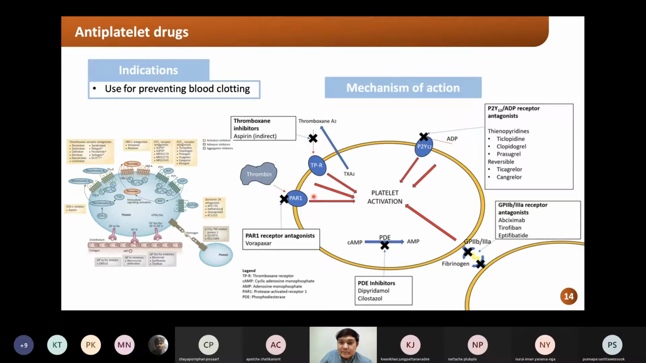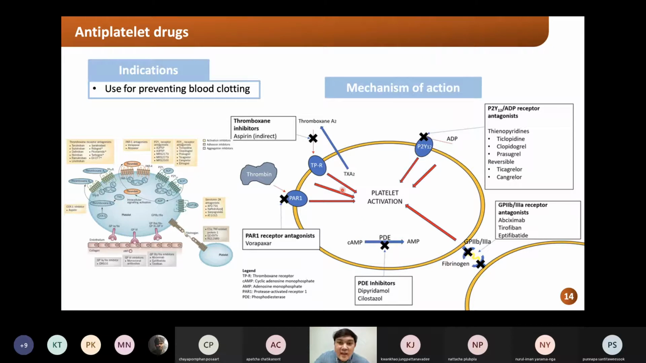Here is the platelet, right? You know that the platelet will be activated when the vessel has some damage or rupture, and the platelets will aggregate to each other to stop the bleeding or cure the ruptured tissue, something like that.